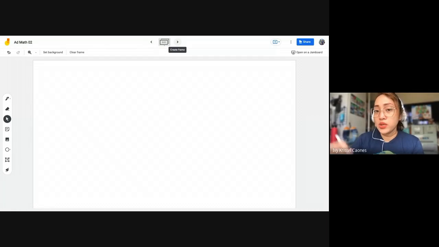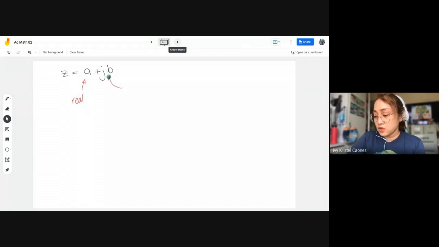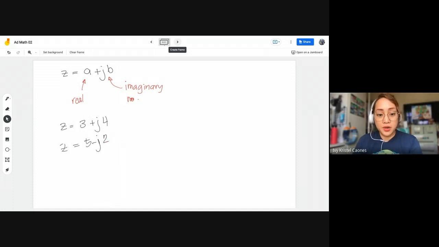Next, when you say complex number, what is a complex number? A complex number is noted as J, and it contains a real and an imaginary number. The real is this one, and this is the imaginary number. So, for example, we have J is equal to 3 plus J4. The real part is 3 and the imaginary part is the J4. Or, J is equal to 5 minus J2. The imaginary part is the negative J2. The real part is 5.